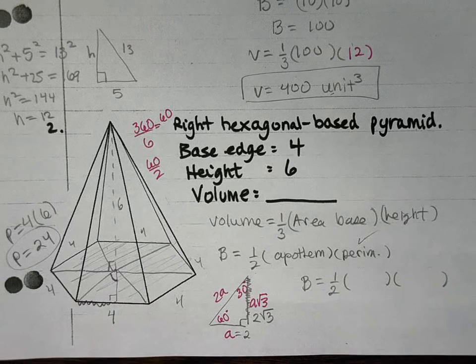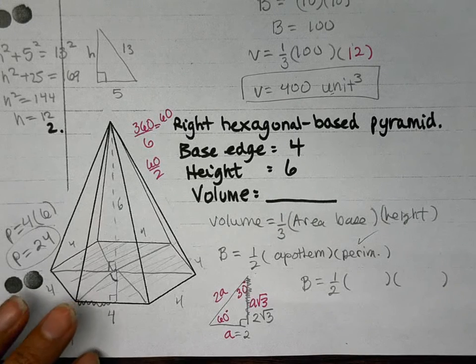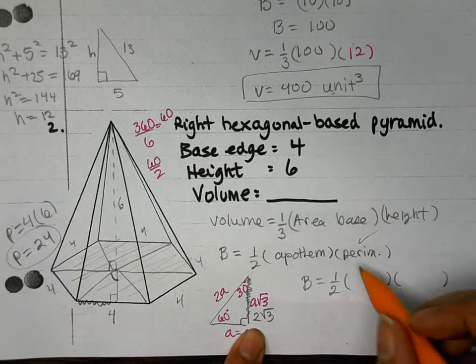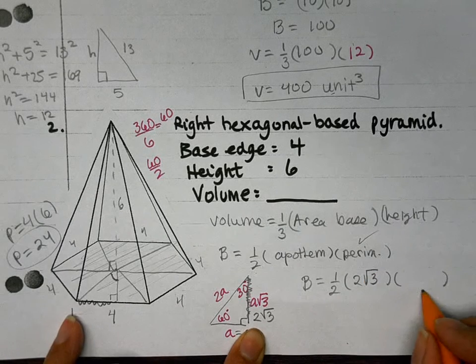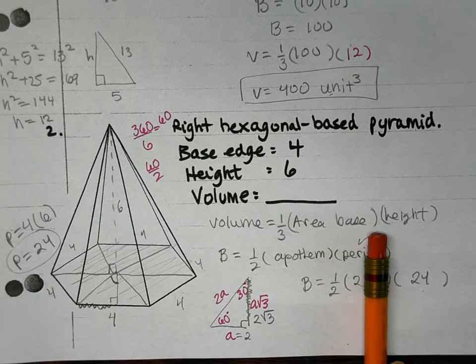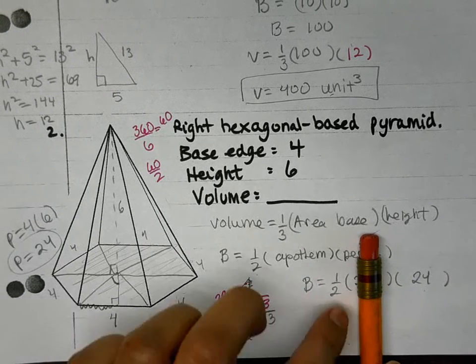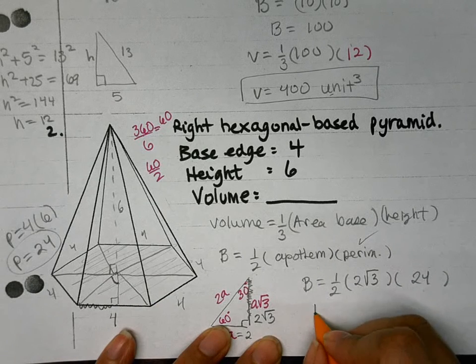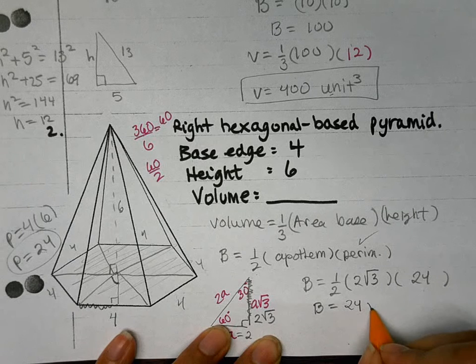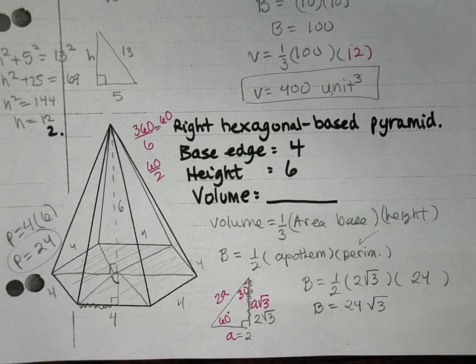Now, I've said this before. When you're doing the volume piece, what is the hardest piece? The area of the base with the hexagon type problems. With the square, that's easy. Length times width. So here it's half the apothem. What's the apothem? 2 root 3. And what is the perimeter? 24. All right, so cover up the root 3. You do 24 times 2, divide by 2. Or some of you may just cross out the 2's right away. What's the area of the base? 24 root 3. All right, now we're ready for the volume.